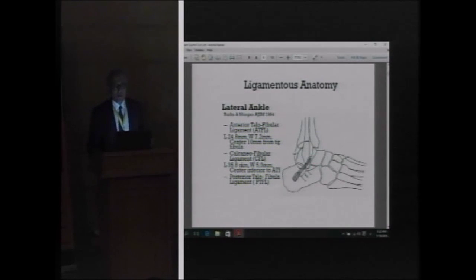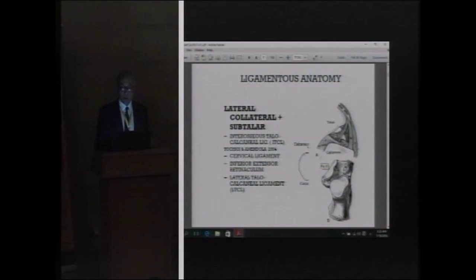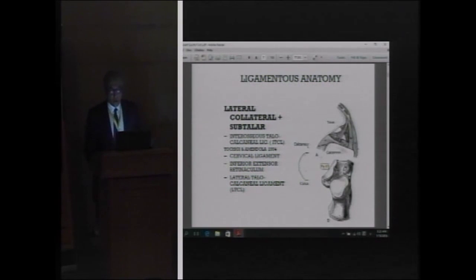It is also very important for us to know where the ligaments are. The CFL arises from the calcaneus and inserts into the front of the tip of the fibula. The ATFL arises above that and inserts into the talus. This has been studied, and there is a paper by Burks and Morgan that will tell you exactly how to look at it. The subtalar joint also has very important ligaments, the most important of which is the interosseous ligament.